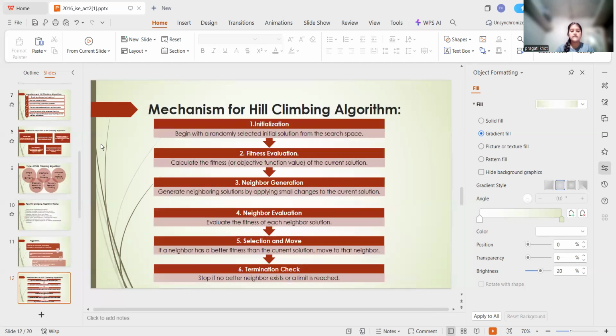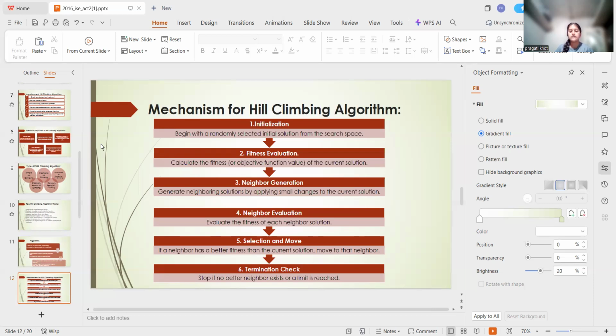The next slide is the mechanism of the hill climbing algorithm. The first point is initialization. Initialization means beginning with a randomly selected initial solution from the search space. Second is fitness evaluation. It means calculating the fitness, like the objective function value, of the current solution.